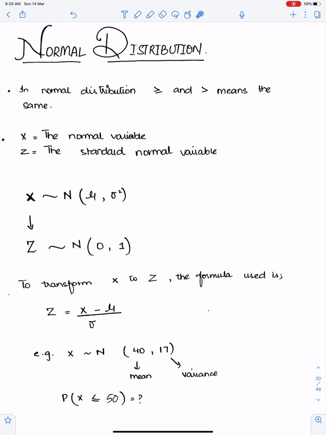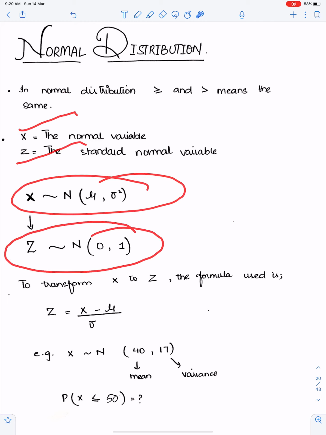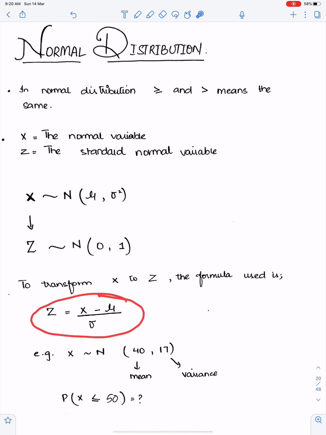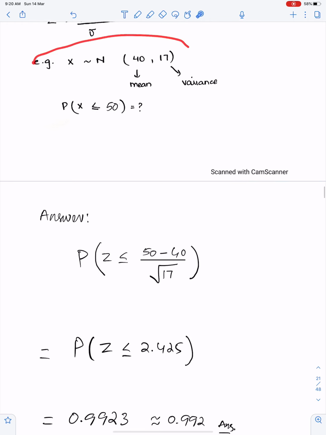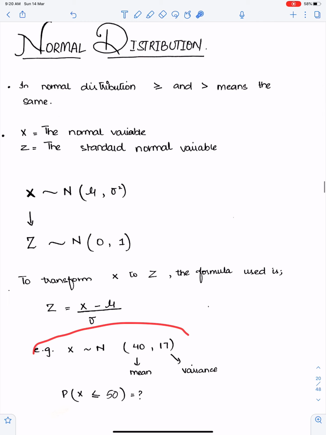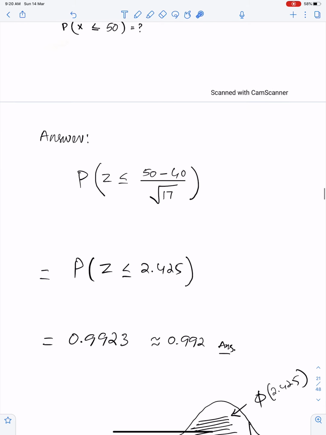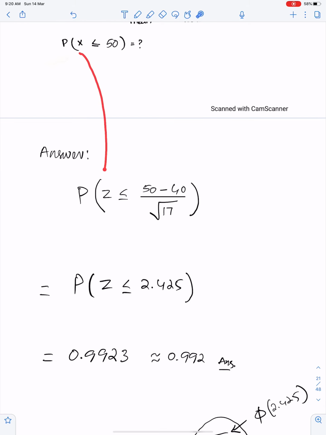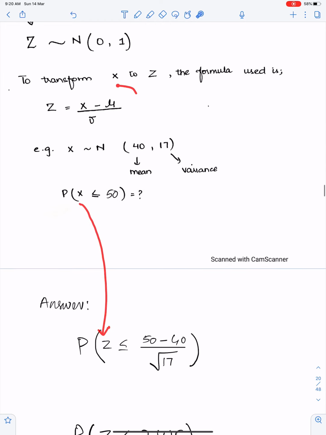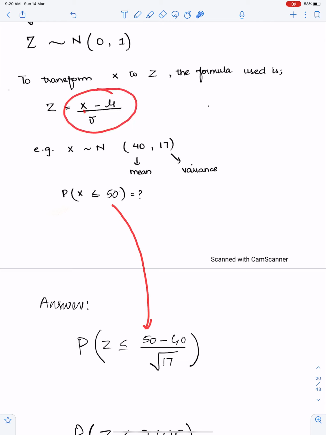We already have discussed this. X is a normal variable, z is a standard normal variable, and with the help of this formula we can transform x into z. Now we have to solve this question. X follows normal with mean 40 and variance 17, and we need this probability. So number one, we have to transform this statement into z with the help of this formula. So x is 50, mu is 40, and sigma is under root 17.